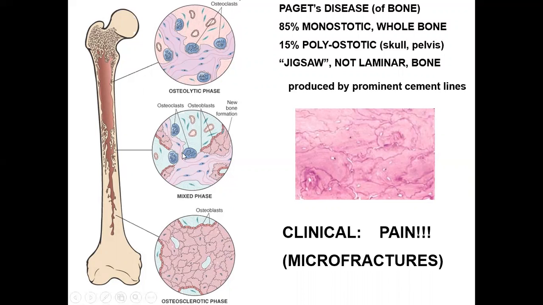Then is the mixed phase, osteoblastic and osteoclastic. So there is resorption as well as new bone formation. And the third phase is the osteosclerotic phase, which shows a rim of osteoblasts on the periphery of the formed bone. So clinically, these patients present with pain in the affected bone. There may be microfractures.